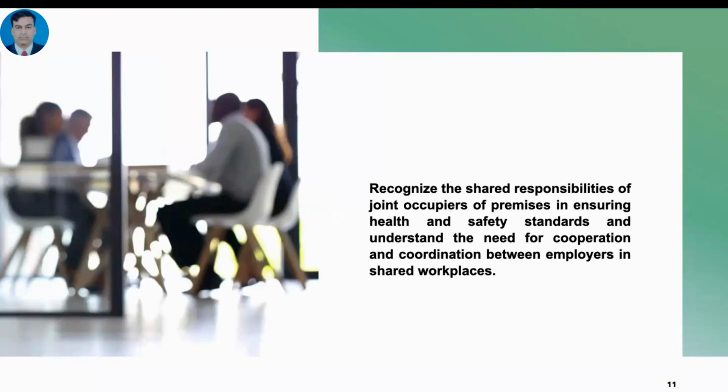Coming on to the next objective, the shared responsibilities. The shared responsibilities of joint occupiers of premises is to cooperate and coordinate their activities to ensure good health and safety standards. When two or more employers share a workplace, the risks that one employer creates in that workplace may affect the employees of the other employer. Therefore, both employers must cooperate and coordinate their activities to ensure good health and safety standards.